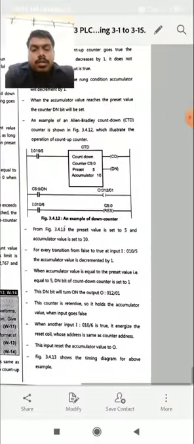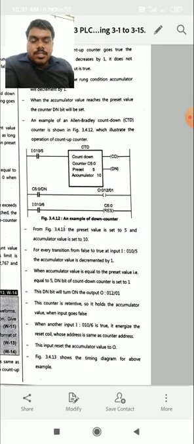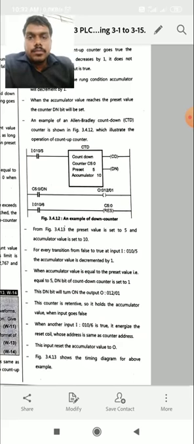This is from your exam point of view. There are some more functions: shift registers, sequence functions, and latch instructions. In the next video we will see these, and some arithmetic and logic instructions with diagrams and examples. With the next video we will cover our first and second unit.